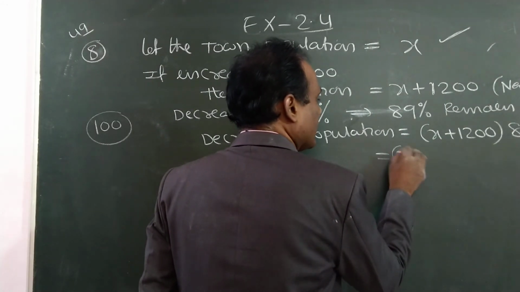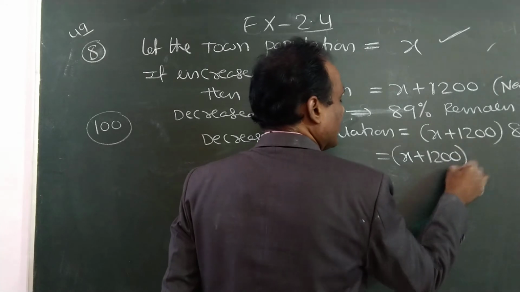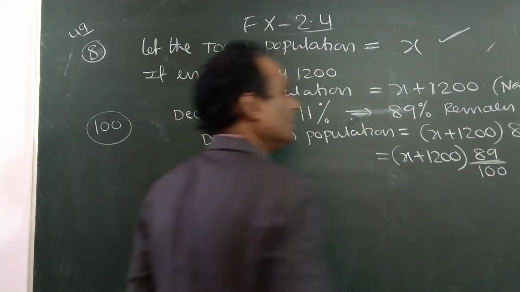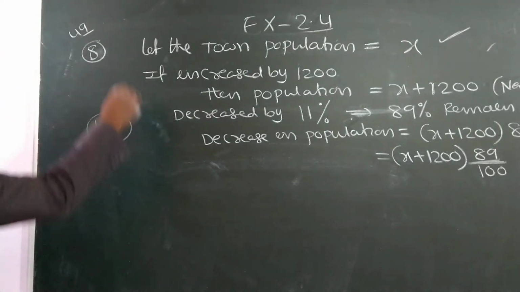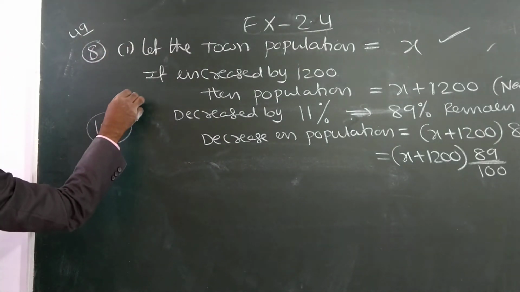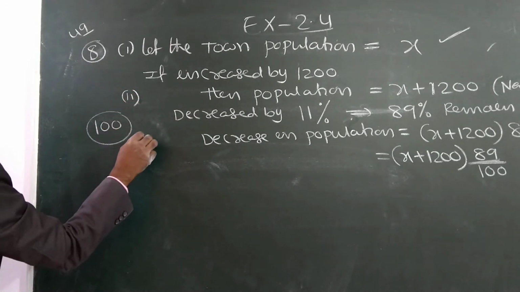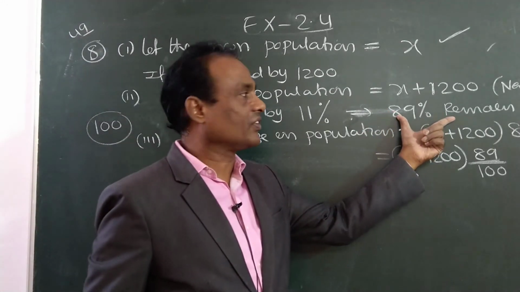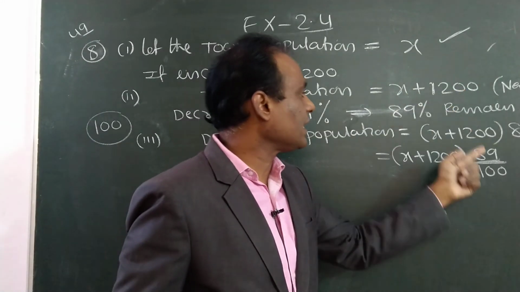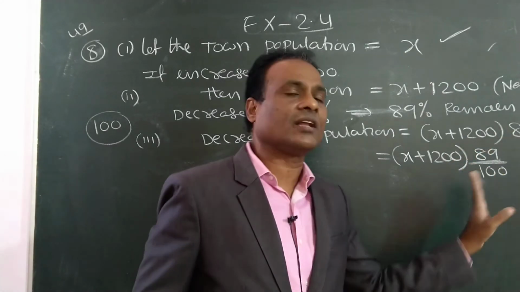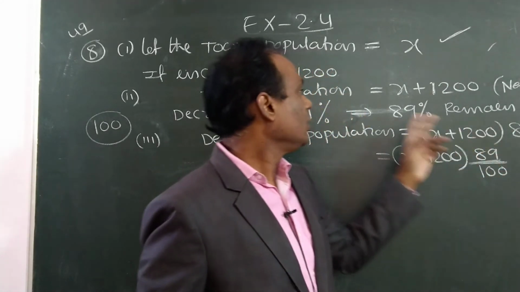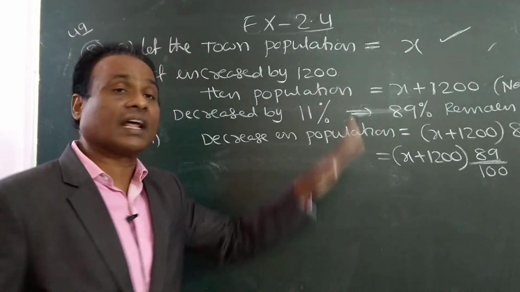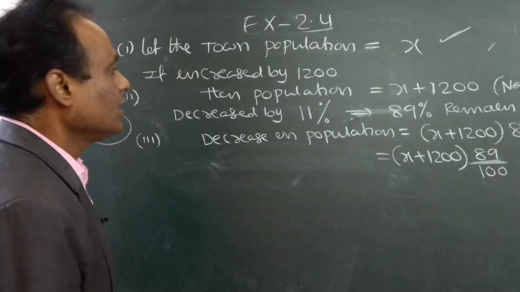Percentage means we write by 100. So 89 by 100. This is the third stage. First stage, after the 1200 increase, second stage, 11% decrease. 11% decrease means now we have only 89%. So presently we have only 89% of the population. Percentage means 100, so 11 decreased means 89 will remain. So this is the present population.